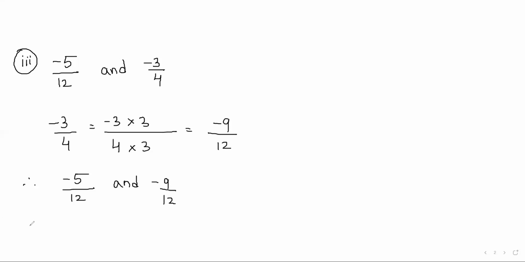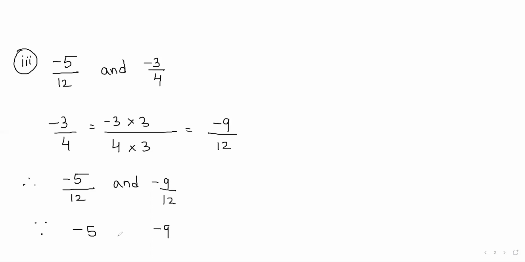Both the denominators are same. So we'll compare the numerators. So now we are going to write, since minus 5 and here is minus 9, although 5 is less than 9, here we have a negative sign. So that means the relation is opposite here. So now which is the smaller number here? Minus 9 is the smaller number.